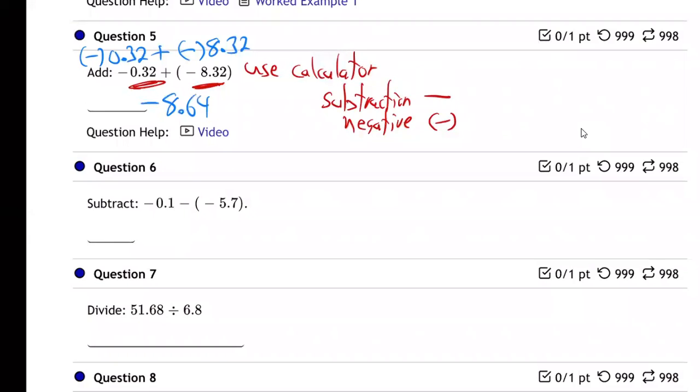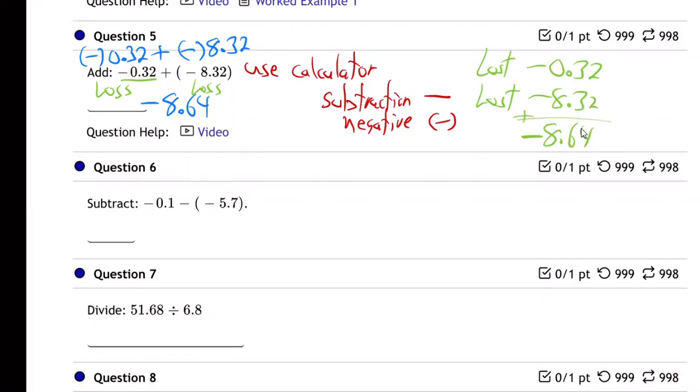Now, if you want to know by hand, let me also show by hand. By hand, remember with positives and negatives, I encourage you to just think about money. Think about gains and losses. Both of these numbers are negative. So that's a loss, right? And this one's a loss. So if you lost negative 0.32, you lost 32 cents, and then you lost $8.32. What would you do? You would actually add those up, wouldn't you? And it's a negative. It'd be a big old loss. And sure enough, that is the answer.